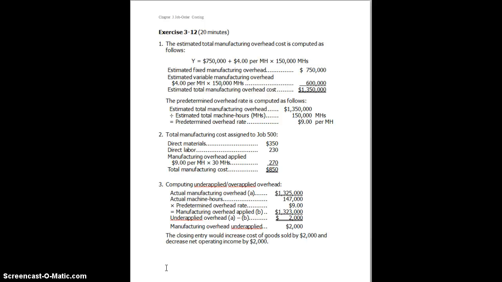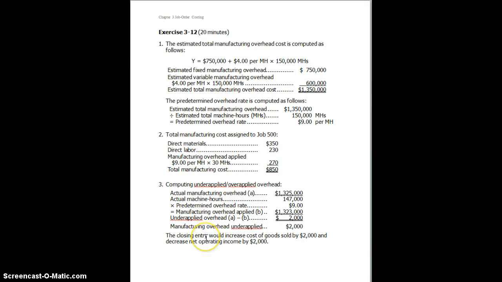So machine hours are the cost driver for overhead. At the beginning of the year, the company made the following estimates. Note, this is the beginning of the year. They expected to incur 150,000 machine hours with total fixed manufacturing overhead cost of $750,000 and a variable manufacturing overhead cost per machine hour of $4. We are in Part 1 required to compute the predetermined overhead rate.